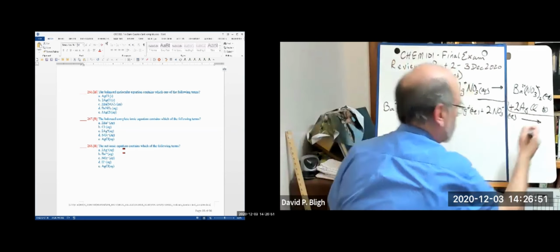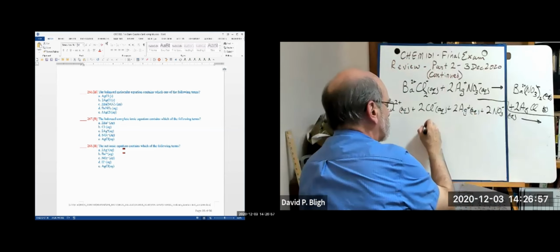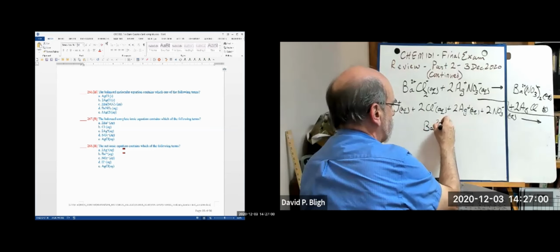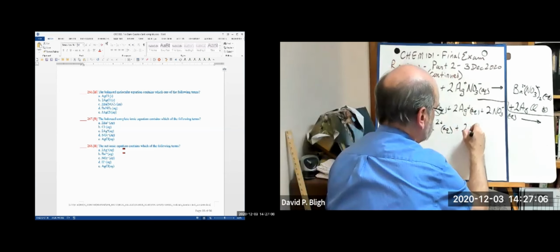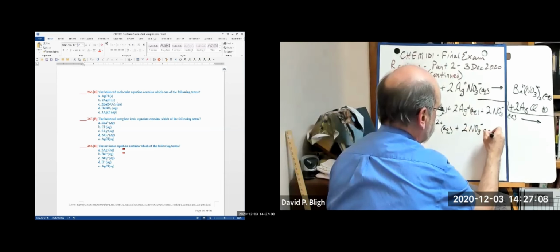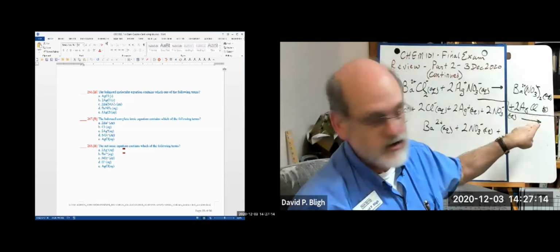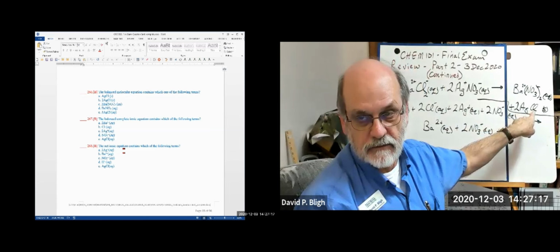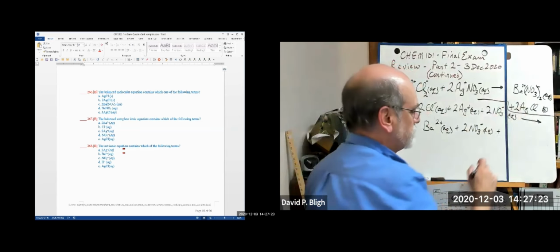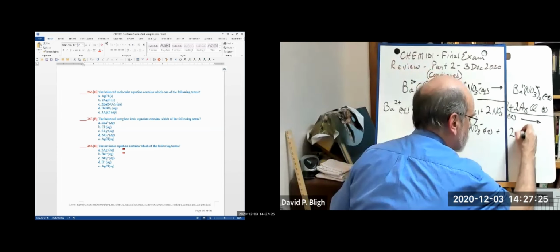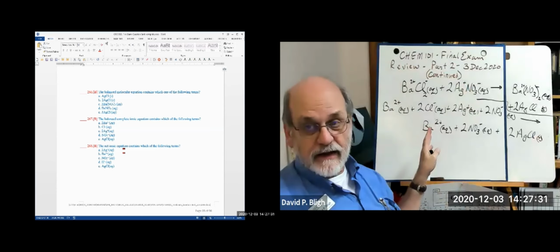And then I'm going to put the products over here. Barium nitrate. There's 1 barium. And there are 2 nitrates. What's left? Silver chloride. You can't change that one because it's a solid. It's not in solution anymore. The complete ionic equation leaves this as a solid. So you have 2 silver chloride solid. Okay. That's the complete ionic equation.